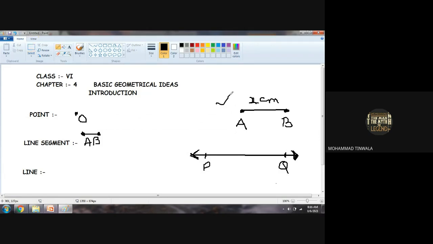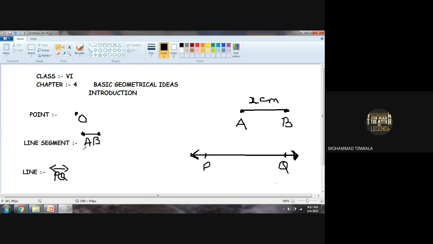Any doubt between line segment and line? No, sir. This is not the measurement of line PQ. This is the name given, line PQ. Understood, boys? And the symbol to be present, if I want to write line PQ, the name goes on top. So this is the symbol of line PQ. Any doubt with this symbol? Anybody has any doubt, boys? No, sir.